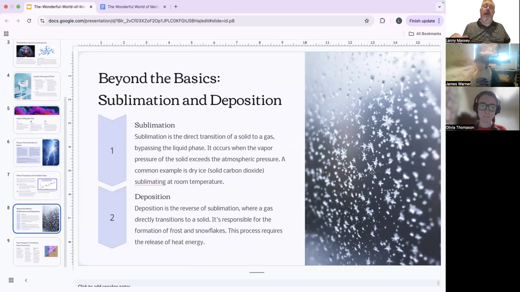The opposite of that is what we call deposition. And deposition is where a gas goes directly to a solid. And we see that with some regularity when it snows. Snowflakes are a form of deposition. The water vapor in the air freezes directly into a solid and falls as a snowflake. That's why we get those snowflake crystalline structures.